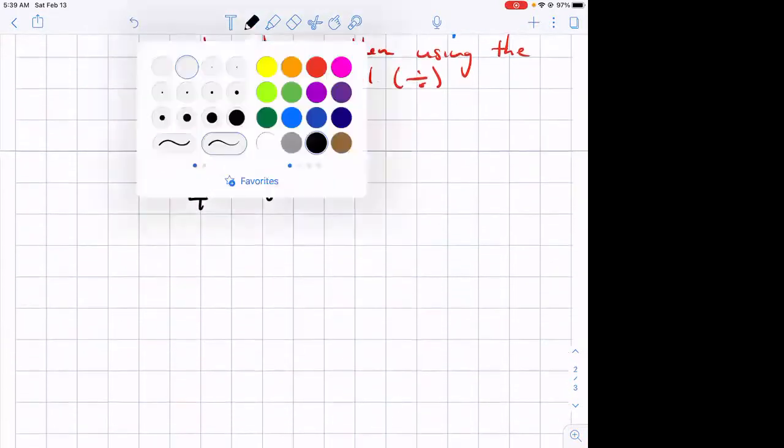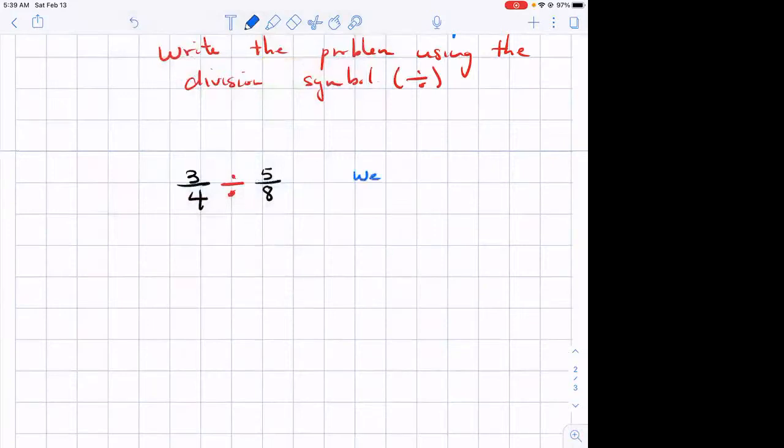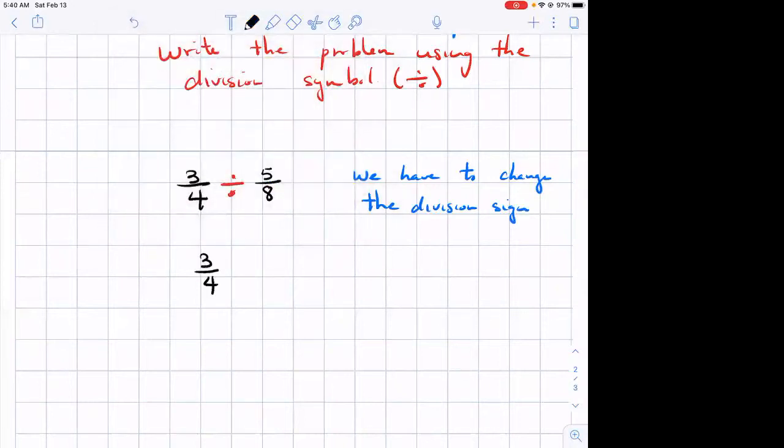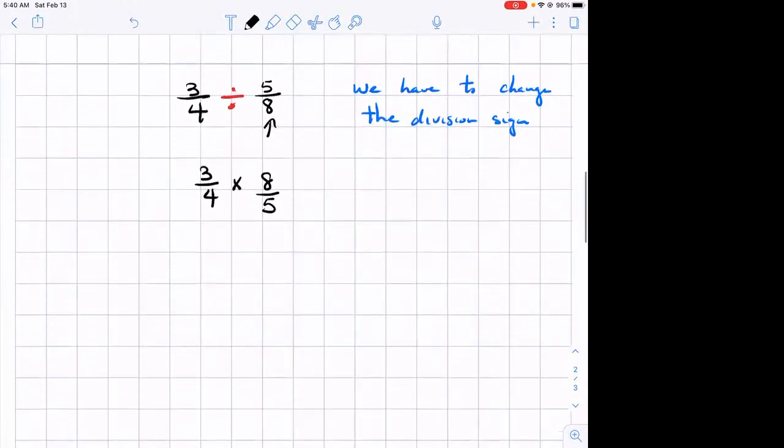Now recall that we have to change the division sign. So by doing this, we have 3 over 4 times, and don't forget, when you multiply, this here must flip. So it becomes 8 over 5. And now we look to simplify, simplify if possible.